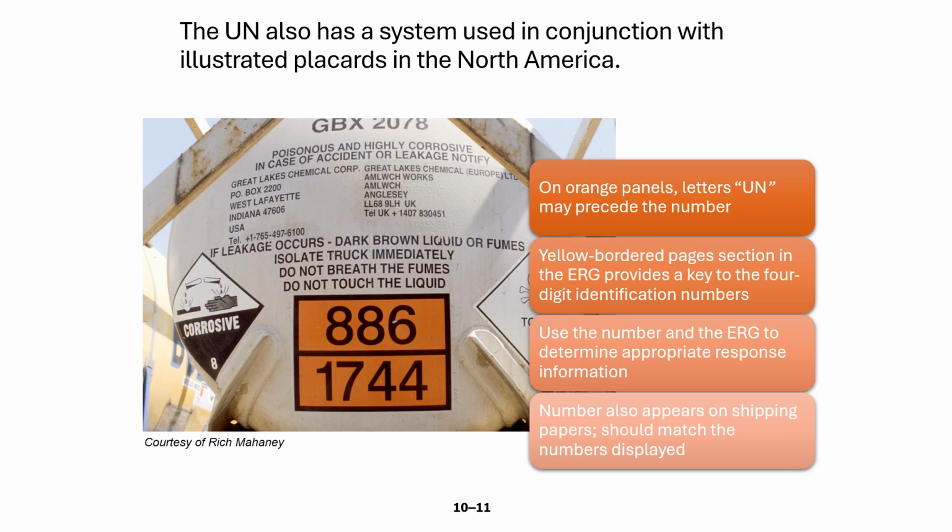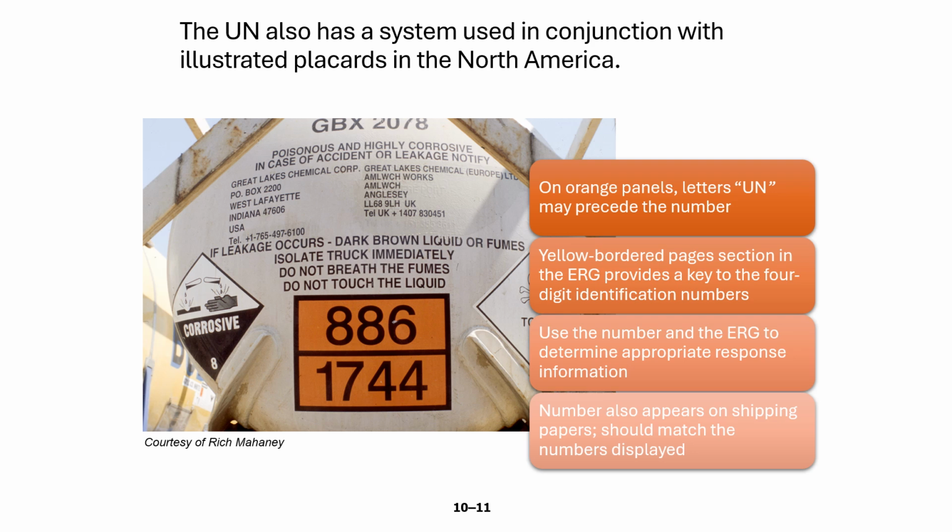On orange panels, the letters UN for United Nations, which means it's recognized for international transportation, may precede the number. The yellow bordered pages section in the emergency response guide provides a key to the 4-digit identification number that starts describing some of the actionable steps should you have a material incident.